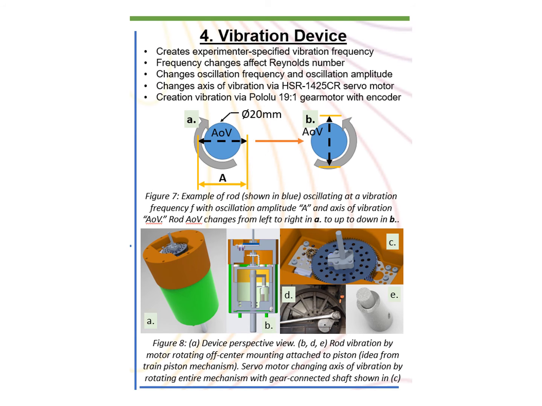The vibration device can change the oscillation frequency and oscillation amplitude. By adjusting the frequency, it would change the Reynolds number. To create linear vibration, the team would be using the Pololu 19-to-1 metal gear motor.